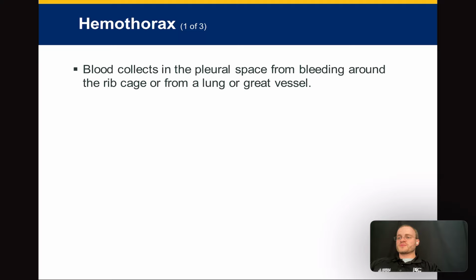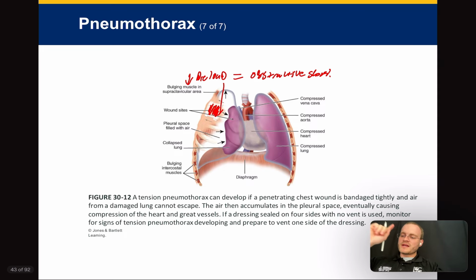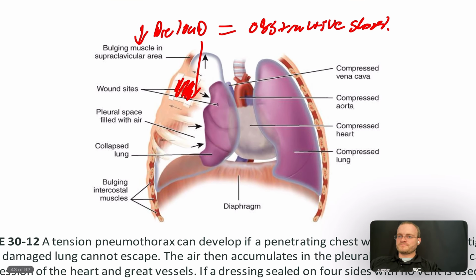Blood collects in the pleural space from bleeding around the rib cage. This is a hemothorax. So let's break down this word. Hemo means blood. So there's blood in the thorax. I'm getting ahead of myself. There's one more thing I need to tell you.